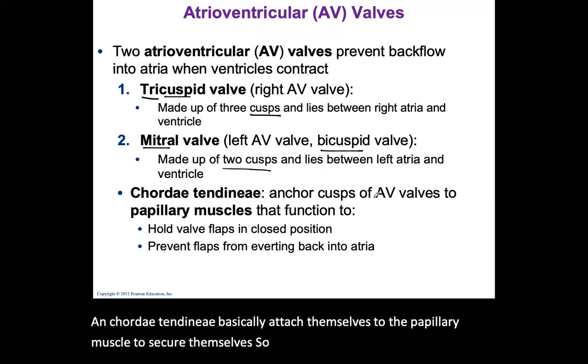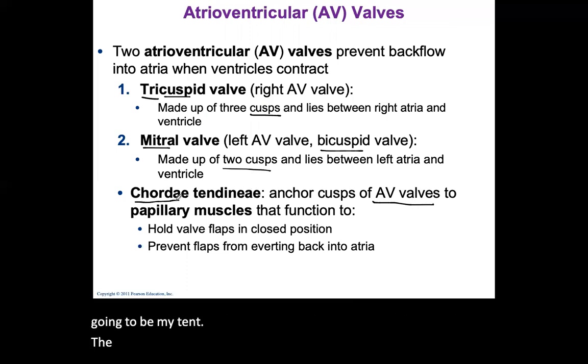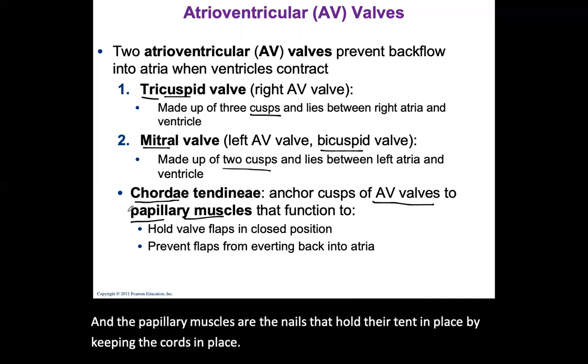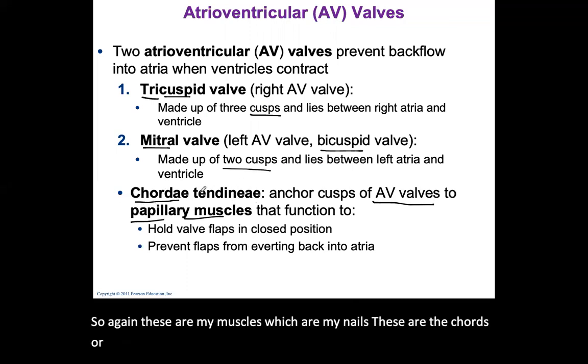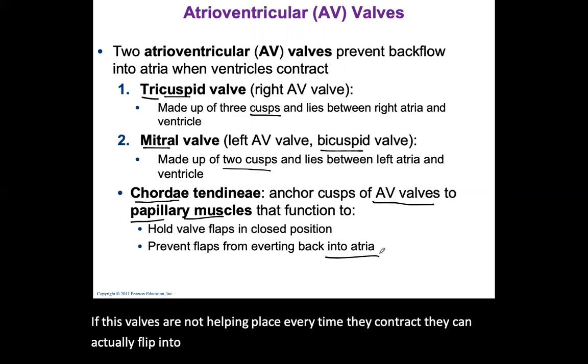So if I want to think about it, and if the analogy doesn't work, you can ignore it, the valves are going to be my tent. The chordae tendineae are going to be the cords that hold my tent. And the papillary muscles are the nails that hold the tent in place by keeping the cords in place. So these are my muscles, which are my nails. These are the cords, or the strips of ropes, that are holding my tent, which is my valve, in place. If these valves are not held in place, every time the ventricles contract, they can actually flip into the atria.